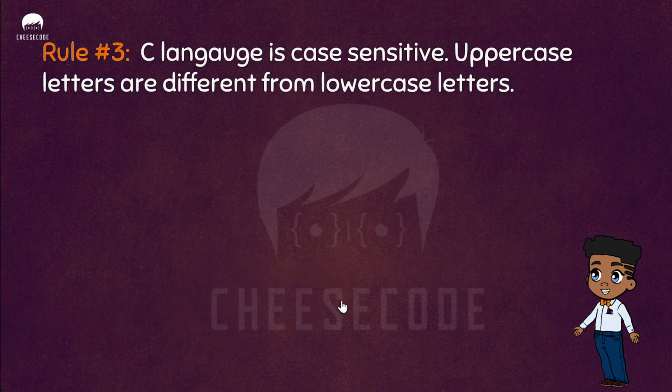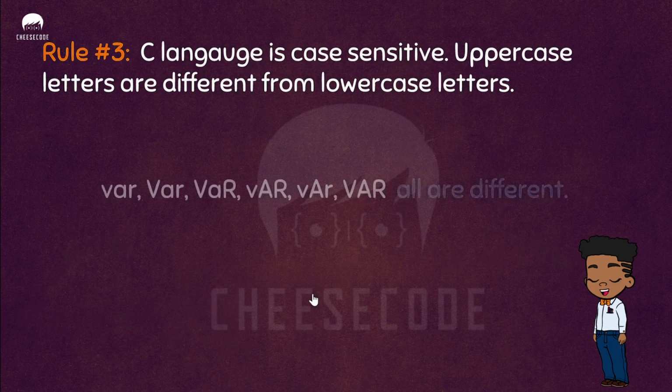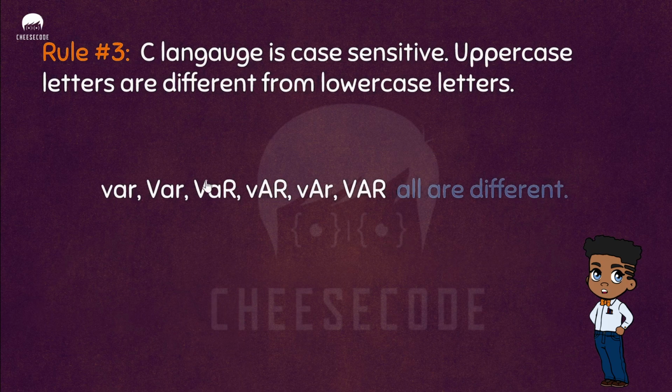C language is case sensitive, which means uppercase and lowercase letters are distinct. Writing them differently, all are different, you can say. It is interesting to know that traditionally, lowercase letters are used for naming variables and uppercase letters for naming symbolic constants. We'll talk about symbolic constants when we study the use of hash define later.